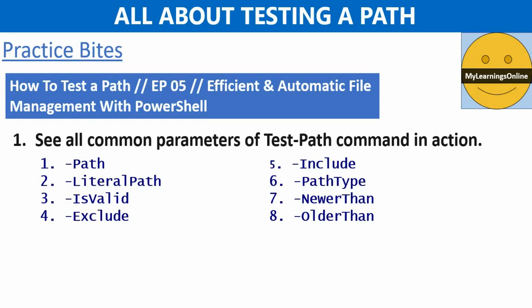First lab would be to see all common parameters of the Test-Path command in action, and the parameters would be the very common ones. These are Path, LiteralPath, IsValid, Exclude, Include, PathType, NewerThan, and OlderThan. We will be discussing all these parameters in action and with demo.